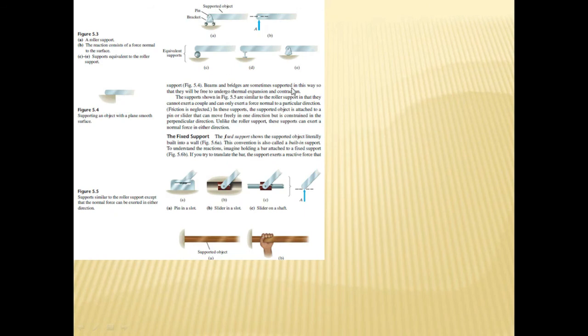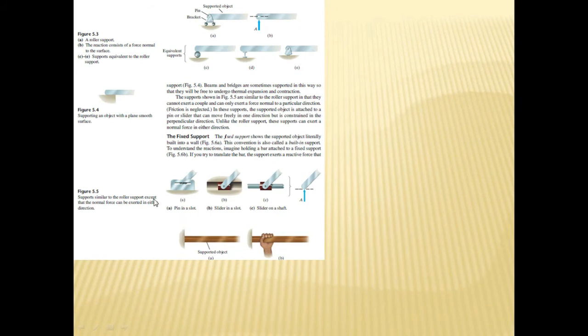Just to read what it is saying: beams and bridges are sometimes supported in this way so that they will be free to undergo thermal expansion and contraction. I told you this before; they are trying to tell you the same thing. They are similar to roller supports in that they cannot exert a couple and can only exert a force normal to the particular direction.